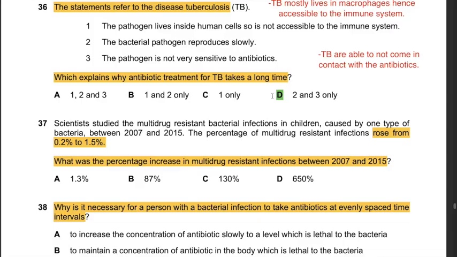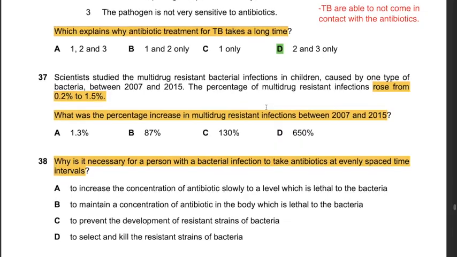Statement 2 does explain, because when the bacterial pathogen reproduces slowly, the antibiotic treatment will take a long time, because antibiotics affect the pathogen at different stages of their cycle. And if you look at statement 3, the pathogen is not very sensitive. Yes, because the pathogen that causes tuberculosis has a method of avoiding contact with the antibiotics, hence it does take a long time. Therefore, D is the correct choice.